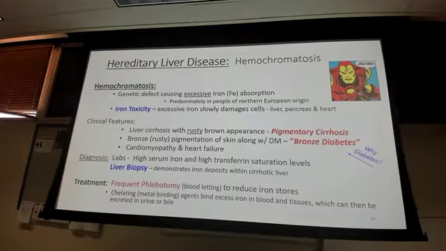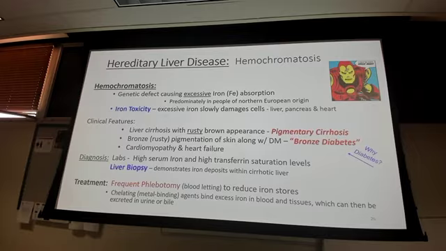When it does that, it can damage a number of cells, including the liver, the pancreas, and the heart, a lot of issues, right? When you have too much iron in the blood, it causes damage to the tissues it starts to precipitate into. If it gets into the liver, it turns the liver brown, so we call that pigmentary cirrhosis. It looks rusty brown because there's too much iron in there. If it gets into the skin, it can cause the skin to be a darker color.